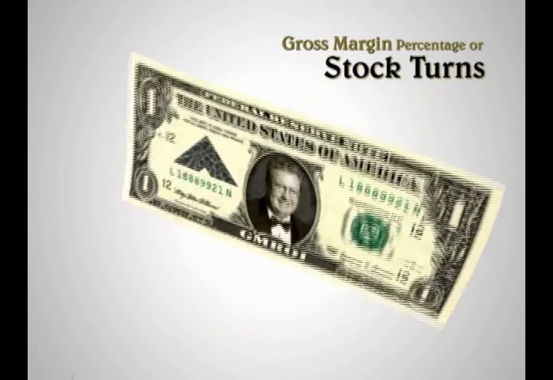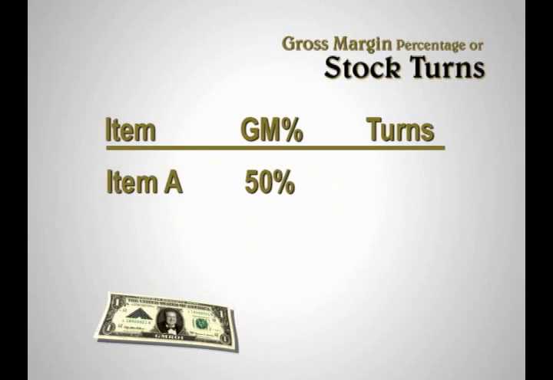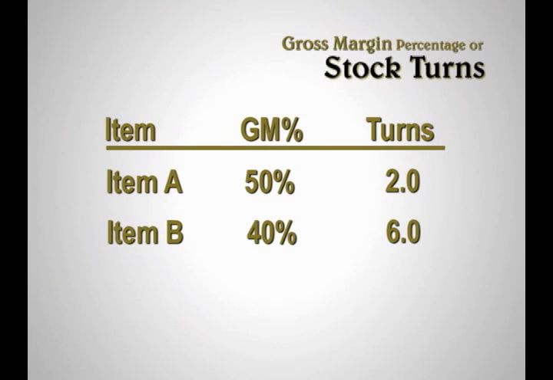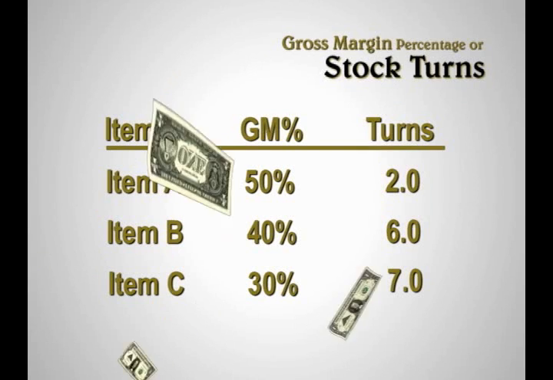Well, let's take a minute and analyze stock turns only. Item A, the one with 50% margin, only had 2 turns. Item B, at the 40% margin, had 6 turns. Item C, 7. So if you just looked at this alone, item C looks more profitable. But is it? Looks are deceiving. Can you figure out which is the most profitable? Not unless you analyze the whole picture.